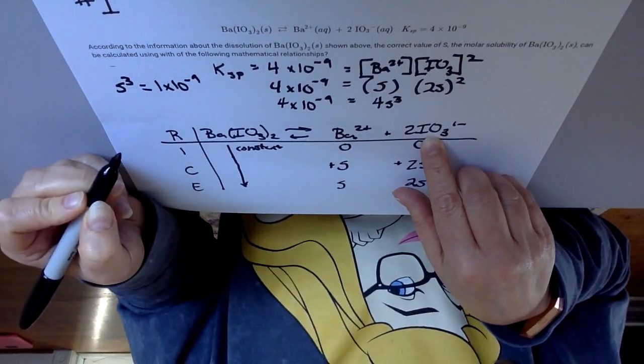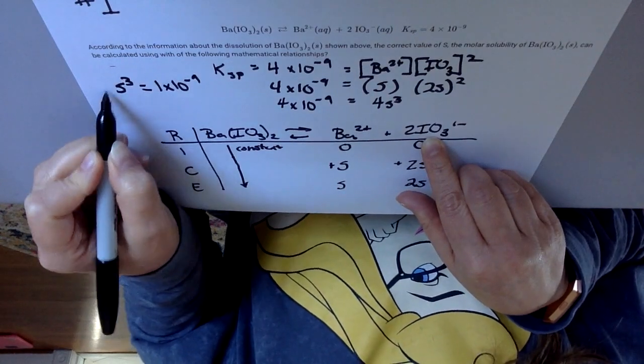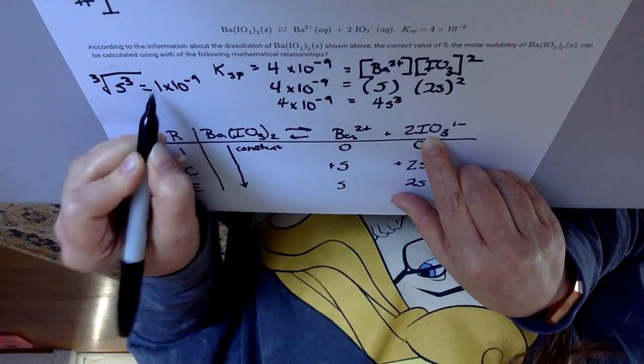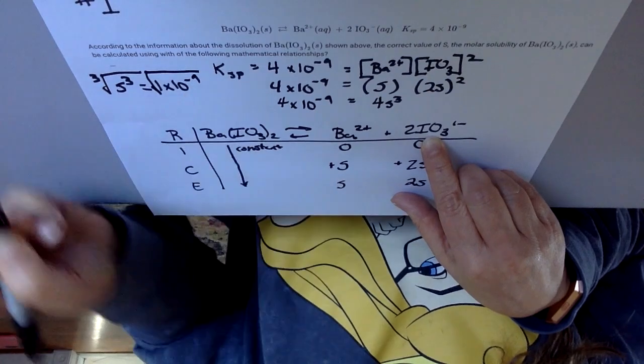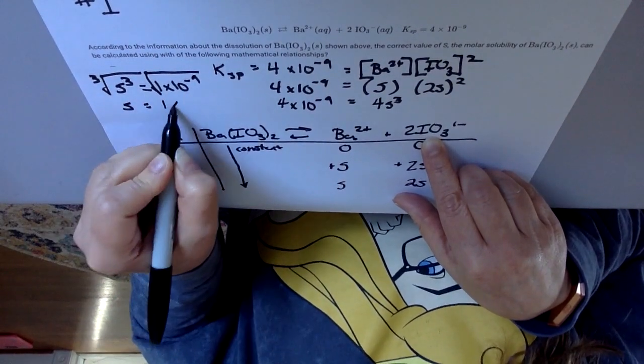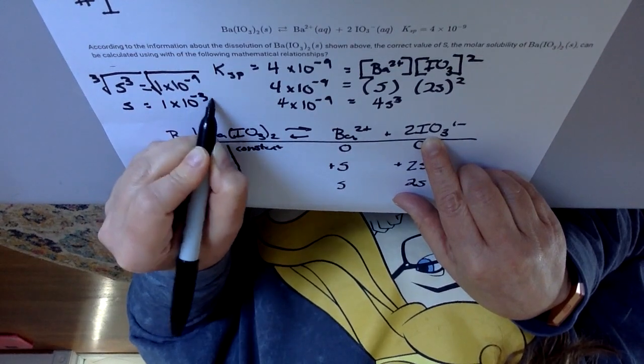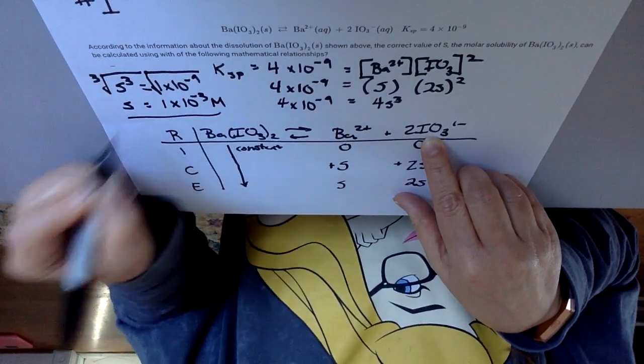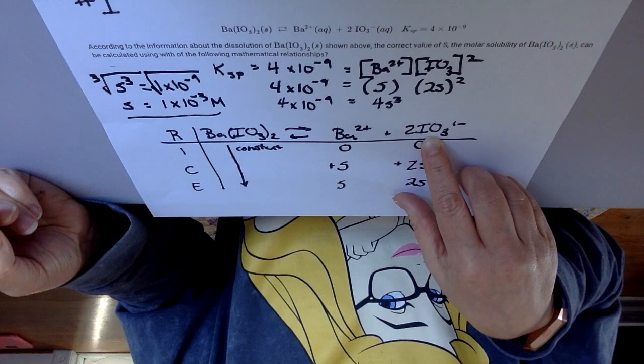And so if you don't want to put this in your calculator, you're going to take the cube root of both sides, okay? And the cube root of both sides is just going to be 1 times 10 to the negative third molar. And that is going to be your solubility. And that's how I would solve it.